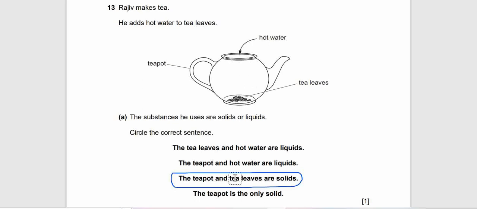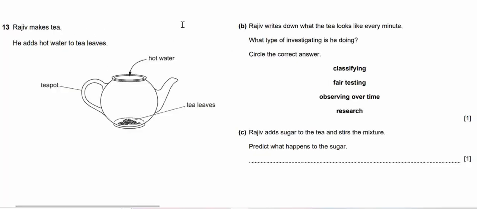That's all. So this is the correct answer. Next. Okay, now we're in question 13B. Rajiv writes down what the tea looks like every minute. What type of investigation is he doing? Circle the correct answer. Is it classifying, fair testing, observing over time, or research?